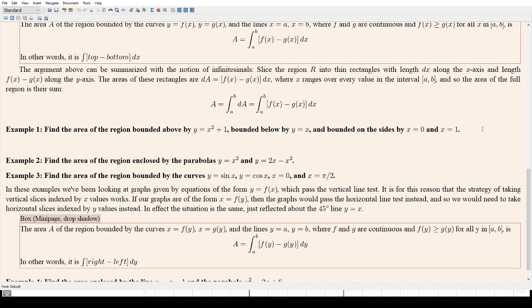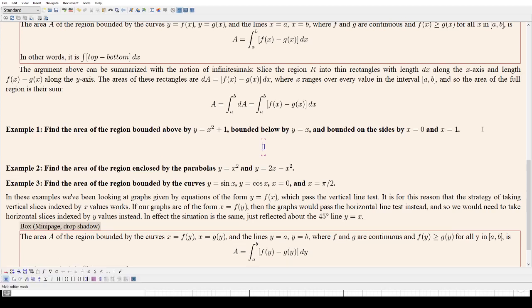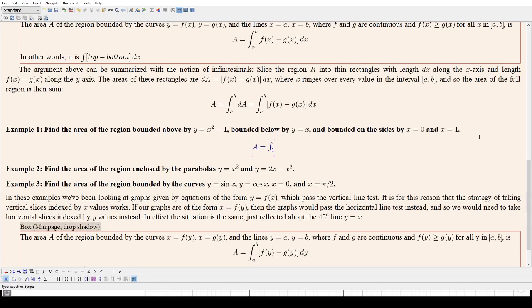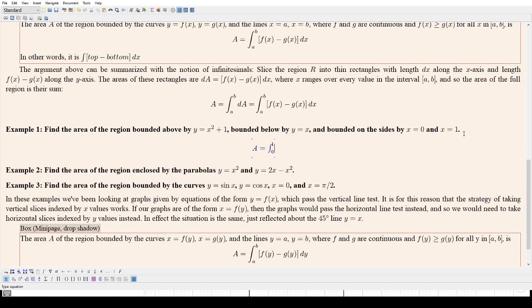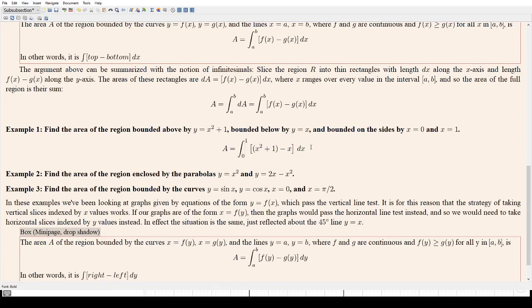Okay, so the top was the parabola and the bottom was the line. So the area is the integral. The values of x are ranging from 0 to 1, so that's our limits. The top was the parabola, and the bottom was the line. So x squared plus 1, the parabola, minus x, the line. So it's top minus bottom. And let me put these in brackets to make it a little easier to look at. So there we go. That's the integral that we need to evaluate.